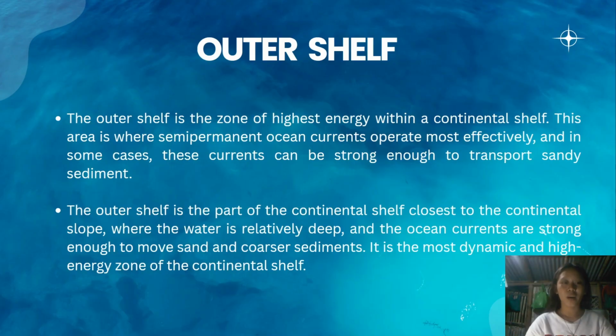Outer shelf. The outer shelf is the zone of highest energy within a continental shelf. This area is where semi-permanent ocean currents operate most effectively, and in some cases, these currents can be strong enough to transport sandy sediment. The outer shelf is the part of the continental shelf closest to the continental slope, where the water is relatively deep, and the ocean currents are strong enough to move sand and coarser sediments. It's the most dynamic and high-energy zone of the continental shelf.